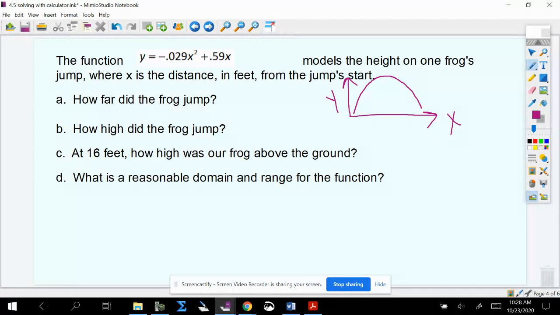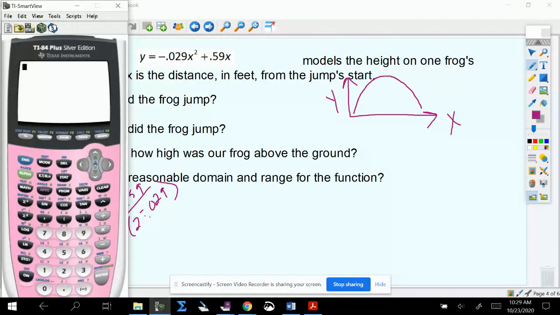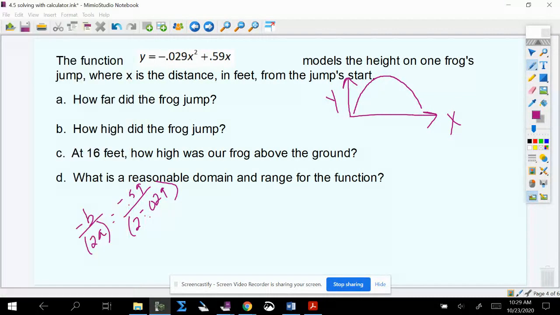The first thing I'm going to do is figure out where the vertex is, because if I can figure that out, I have a pretty good idea of how I want to look at this in my calculator. My vertex is the opposite of b over 2a. So I'm going to do the opposite of 0.59 over 2 times 0.029, and both of those are negative, the top and the bottom, so those negatives just cancel. On my calculator, I'm going to type in 0.59 divided by parentheses 2 times 0.029, and that's going to be your x value.